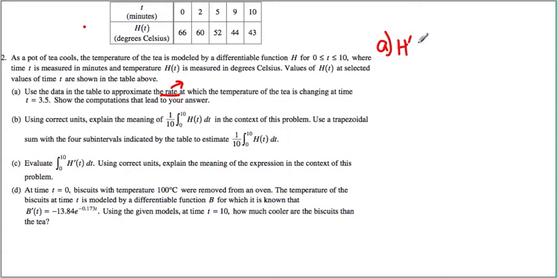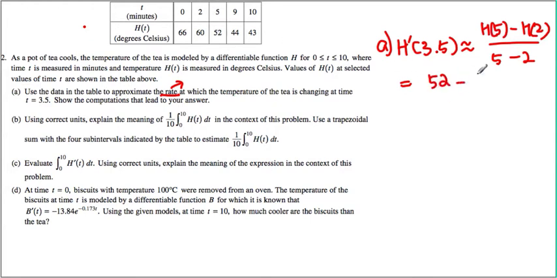So we can say h prime of 3.5 can be approximated by the two values around it, between when t equals 2 and t equals 5. So h of 5 minus h of 2, divided by 5 minus 2. Now this basically means h of 5 was 52 minus h of 2 was 60, over 3. So we end up getting negative 8 over 3, and that becomes our answer. If you wanted to put a unit behind it, it would be degrees Celsius per minute.